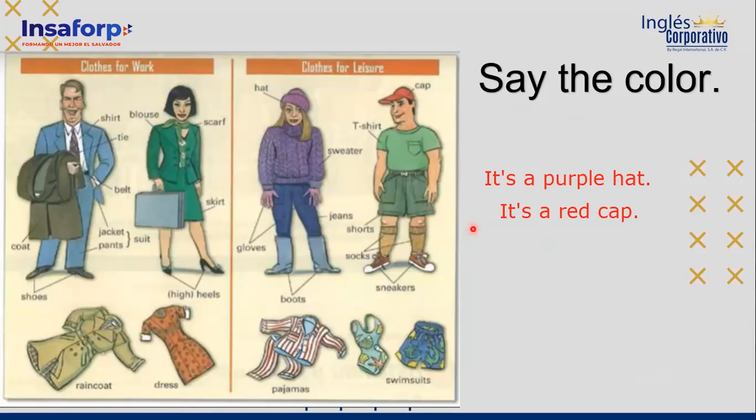I'm going to point and you are going to tell me the name of the clothing and the color. Let's see this one, for example. What is it?